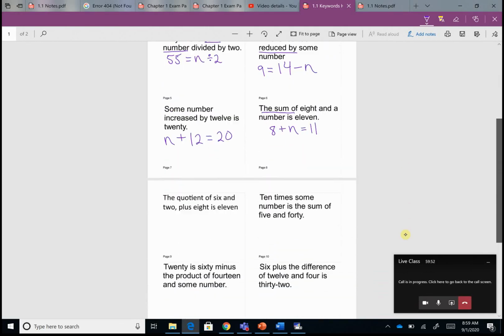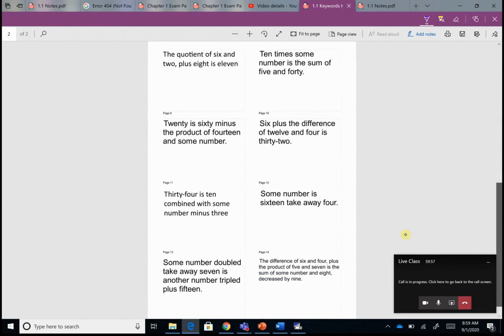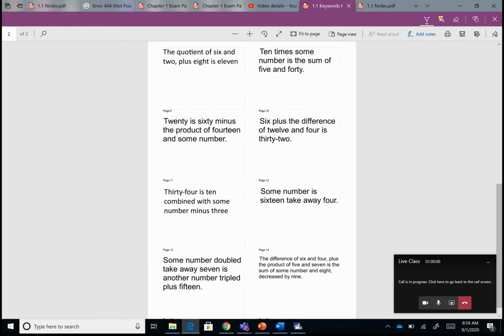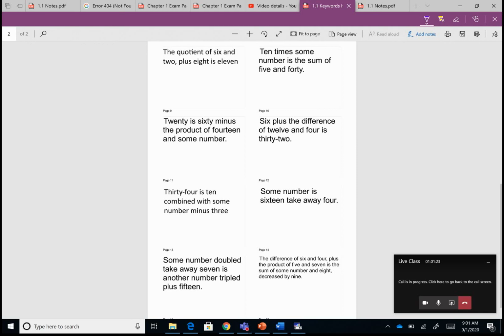As we go to the back side of our sheet, again, you should have already tried these questions before you are listening to the explanation piece. So for the first one on the back, we have the quotient of 6 and 2. Quotient means we're going to divide the two things that follow. So we're going to divide 6 divided by 2.